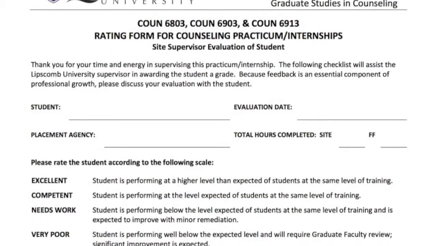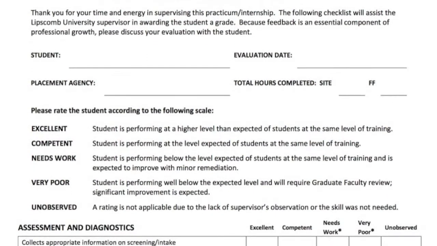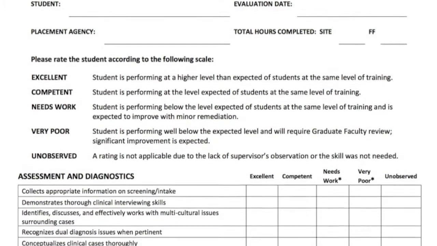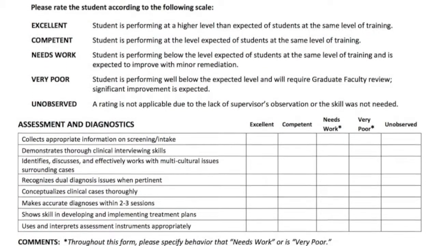As far as evaluations go, we complete an evaluation of you at the end of the semester, but that's based on our observations and how you've performed in group and how well you've done on all your assignments, but it also compiles the information from your site supervisor. So our rating form for the site supervisors looks like this. It's several categories covering assessment and diagnostics, therapeutic intervention, supervision, and ethical and professional behavior. So you're going to have your site supervisor fill this out at midterm and at the end of the semester. And we have to have that at the end so that we then can fill out our evaluation.